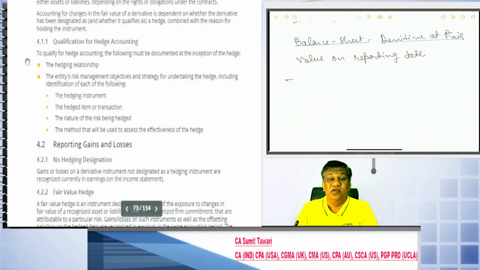When we say hedge accounting, to qualify for hedge accounting the following must be documented at the inception of the hedge: the hedging relationship, the entity's risk management objective and strategy for undertaking the hedge, including the identification of each of the following: the hedging instrument, the hedged item or transaction, the nature of the risk being hedged, and the method that will be used to assess the effectiveness of the hedge.